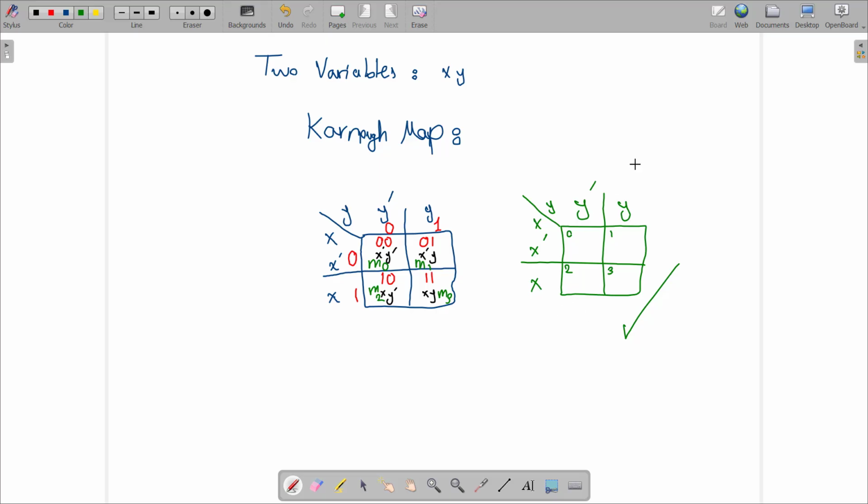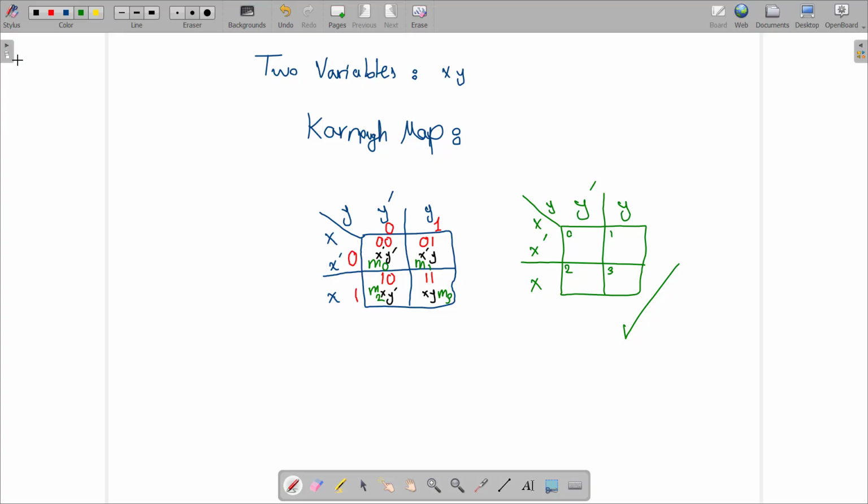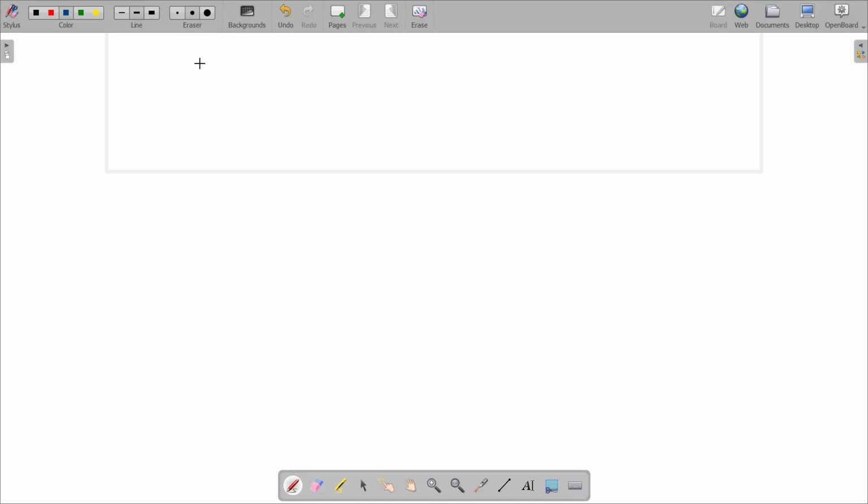Now how can we use this Karnaugh map for simplifying the Boolean function? Suppose that I have something like that: F(x, y) is equal to the summation of 1, 2, 3. The meaning of this Boolean function is that I have written it in the form of a sum of minterms. Which minterms? 1, 2, 3.